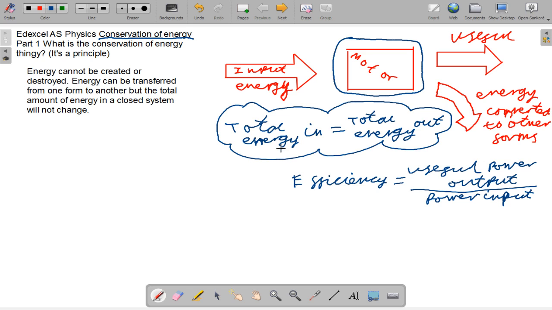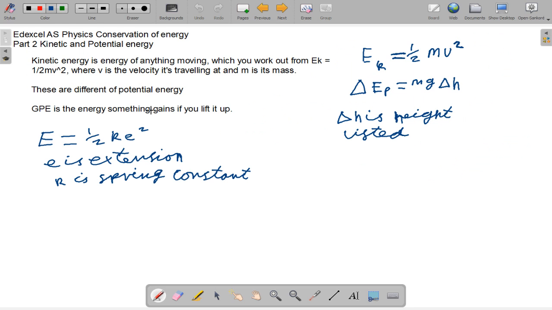There's also the idea of efficiency. You get efficient cars nowadays, so it's the useful power output over the total power input. So when I say useful, I mean it's not being converted to heat energy. Useful is the movement energy, the circular motion energy in this motor, for example. So this idea is needed for kinetic and potential energy questions, which is what we'll have a look at now.